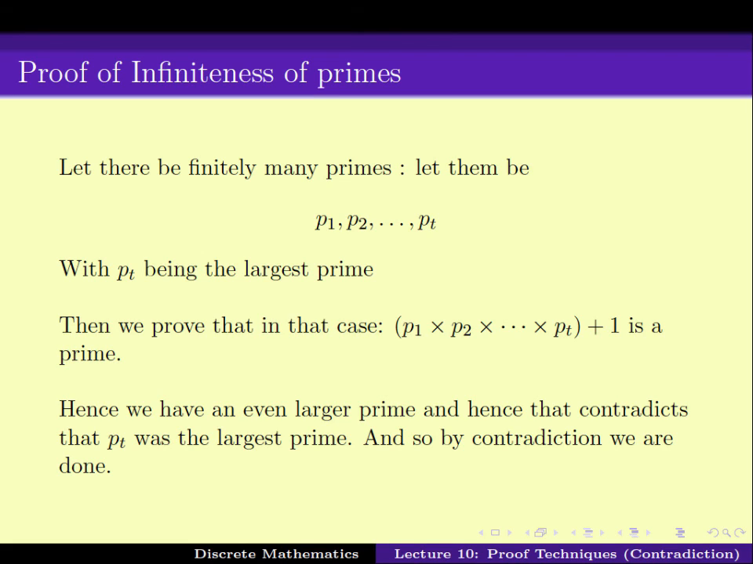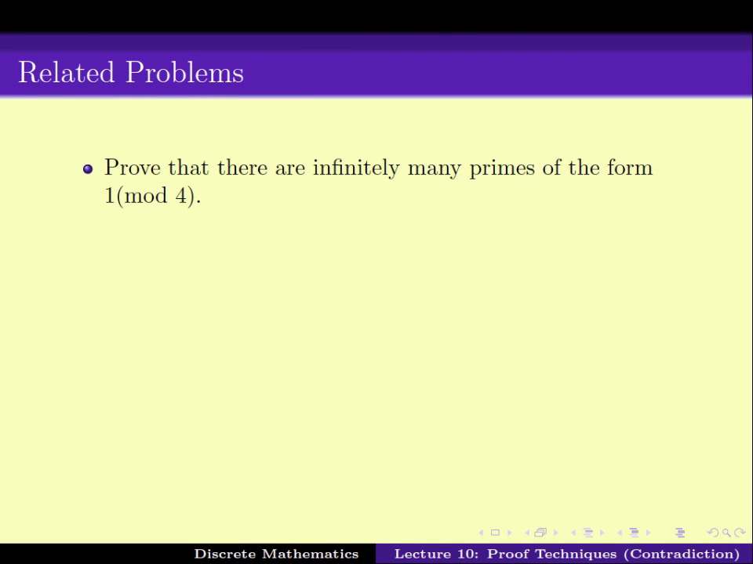Right. So this is a typical proof by contradiction, where we start from assuming that the statement that we have to prove is not true, and we work our way through, and at the end prove that it contradicts something. Either it contradicts what we are assuming, or it contradicts something that we know, and so on and so forth. There are many related problems to this particular problem, and I leave it to you as an exercise. For example, prove that there are infinitely many primes of the form 1 mod 4.